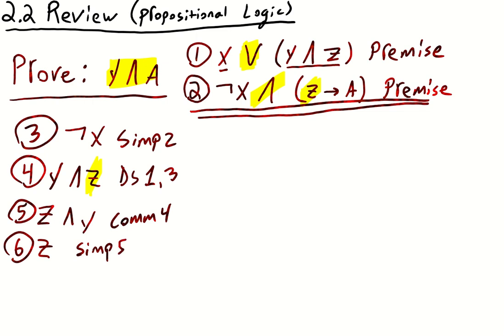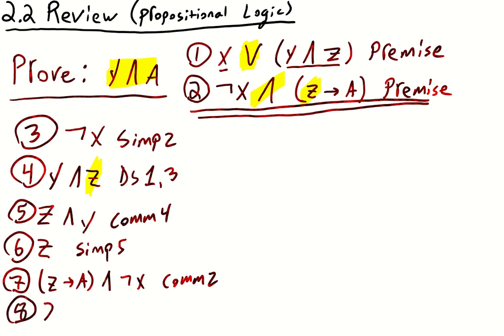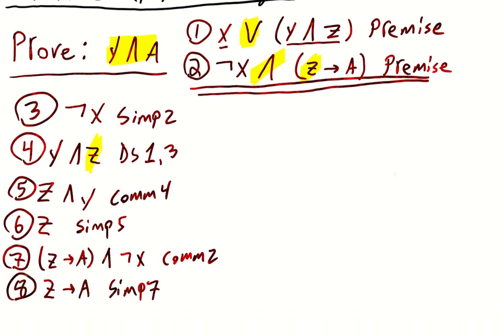And likewise, for line 2, let's use the commutative rule. So for 7, we can then get parentheses if z, then a, close parentheses, and not x, commutative rule, line 2. And then for 8, we can get if z, then a, by the simplification of line 7.